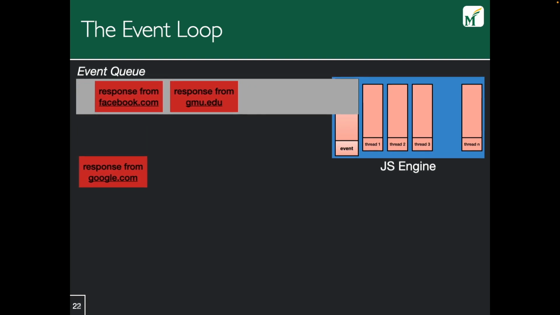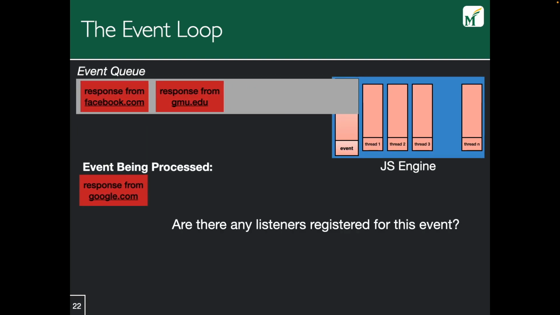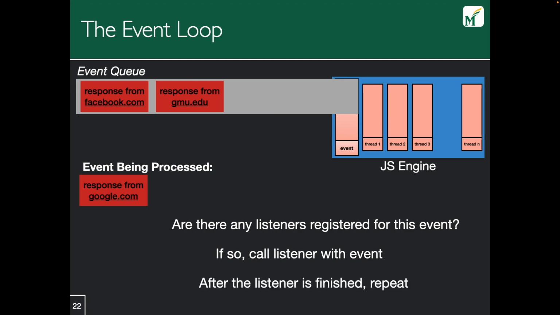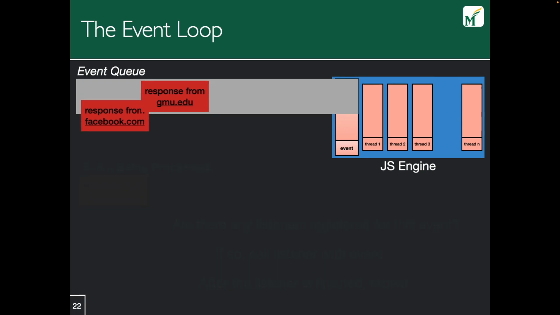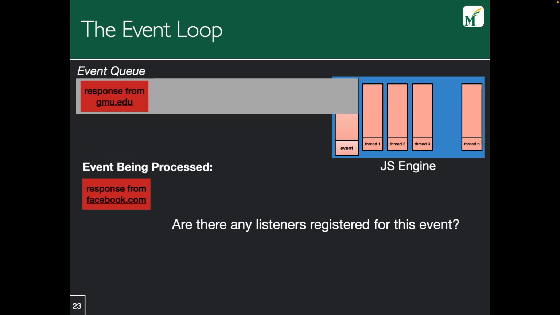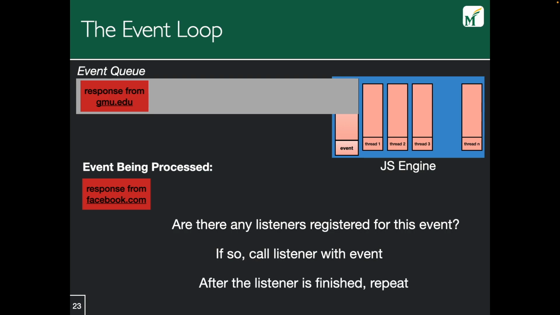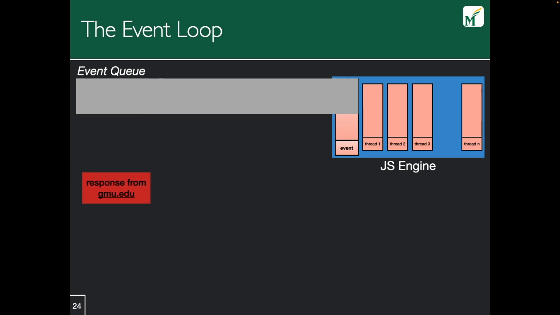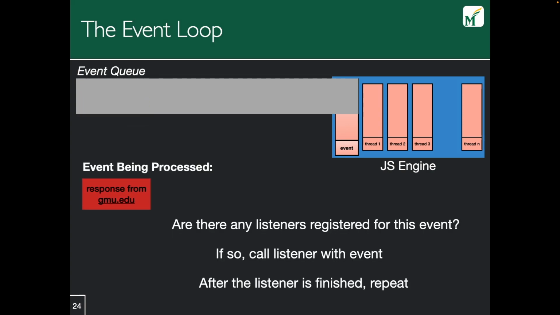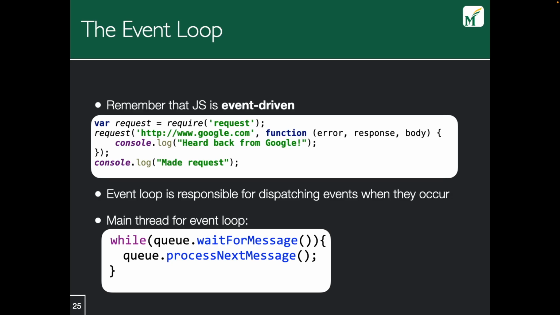So here, first it's going to try to get the response from google.com, and then it's going to say, all right, are there any listeners registered for this event? If there are, we're going to call that listener, and we'll talk about the code semantics of this in just a little, but basically this is what it's going to then send back to the program itself. And after this listener is finished, we repeat with the next event. Again, this is going through the same thing, checking if there's any listeners registered, and if there are, it's going to send that data back to the main event thread, and so on and so forth. So you can see how this is working, right? Any asynchronous call that we make is being put onto this thread and being processed.